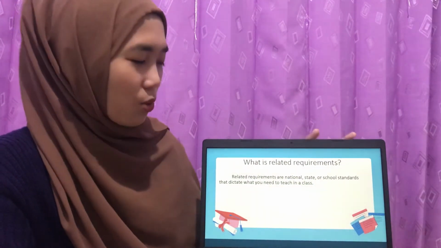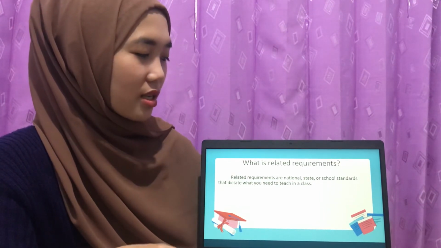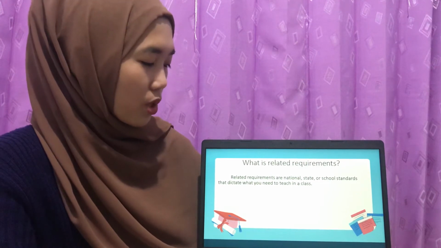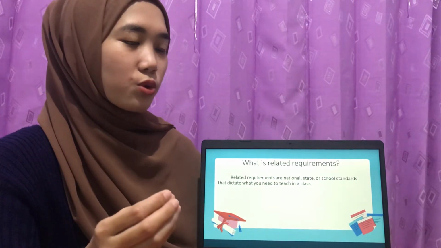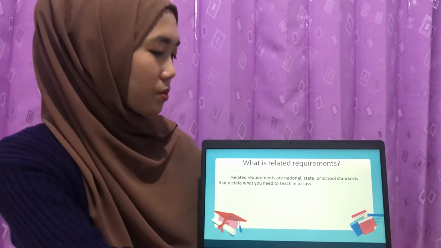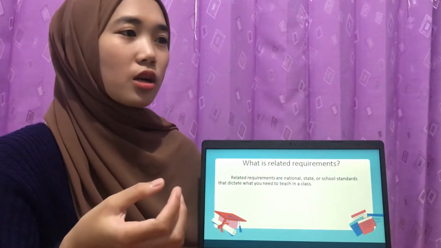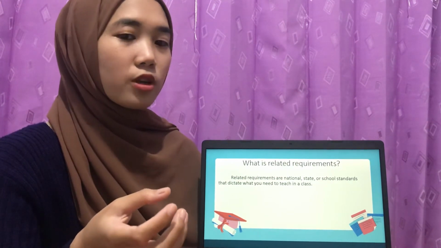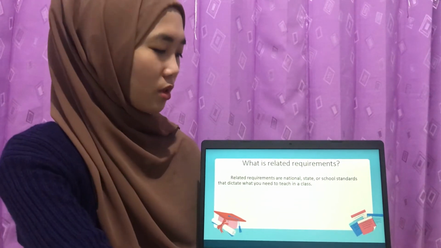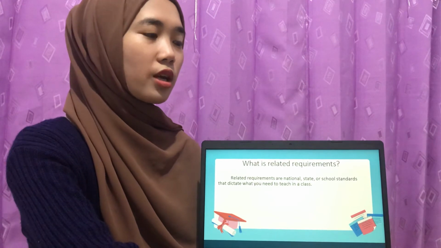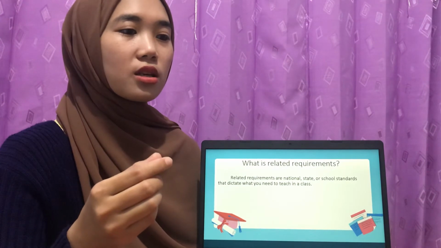And what are related requirements? Related requirements are national, state, or school standards that dictate what you need to teach in a class. So this is the standard you have to follow to make a lesson plan for the students, like the standard of the school you teach at. So you have to make a lesson plan based on the school standard.